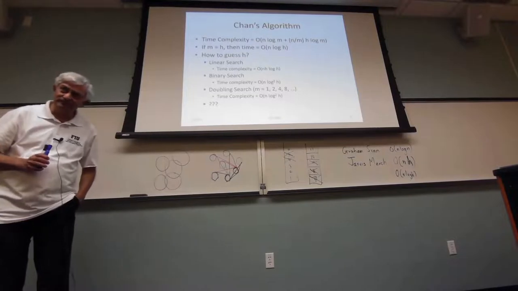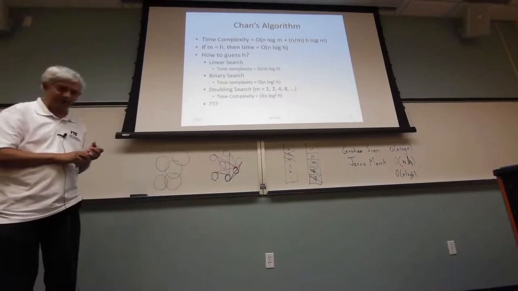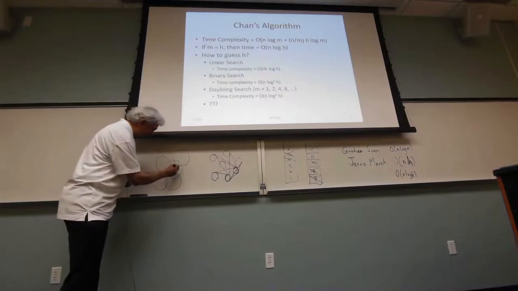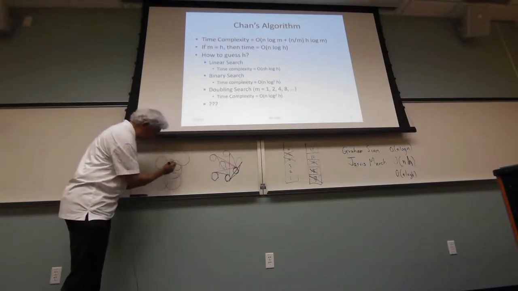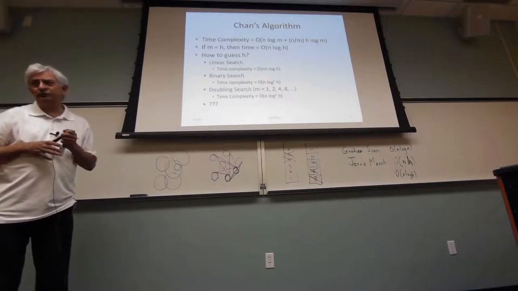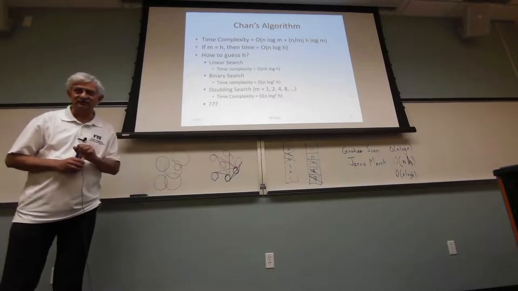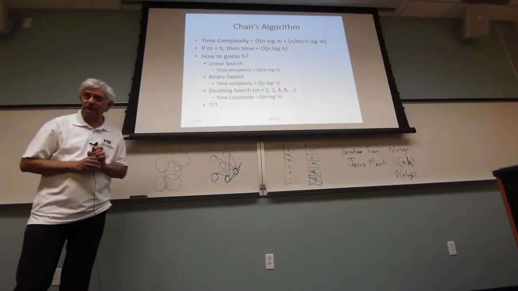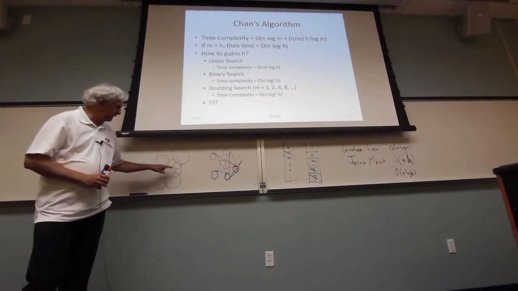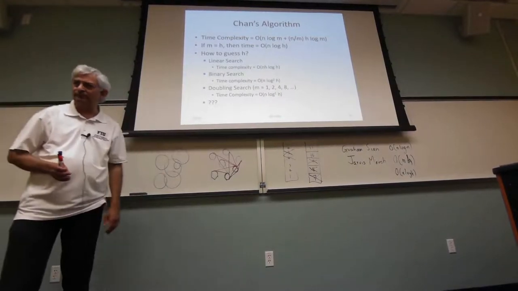Something can lie inside the other also. Sorry? It's possible that one lies completely inside the other. That's correct. It's possible that one thing is inside here. So you have to take care of a few more cases when you find these common tangents. It's a little more work. But if one is contained in the other, you don't have to worry about it. You can just throw it away.